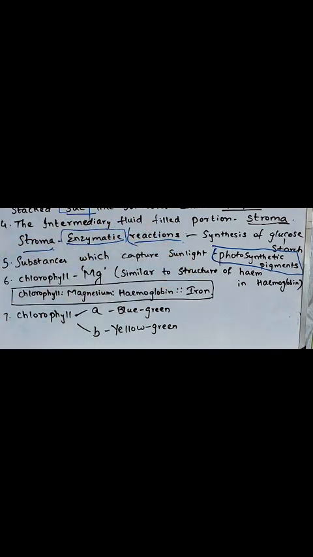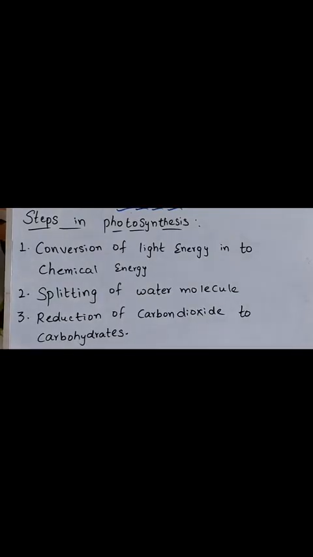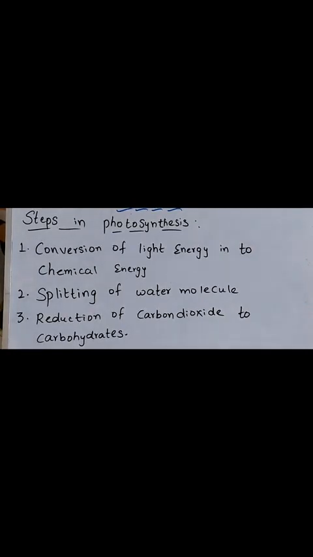And here the chlorophyll is classified as chlorophyll A and chlorophyll B. Chlorophyll A represents the blue-green compound, chlorophyll B the yellow-green compound. So children, it is very clear that chloroplast plays an important role, and it consists of many accessory pigments and chlorophyll pigment which plays a major role during the process of photosynthesis.